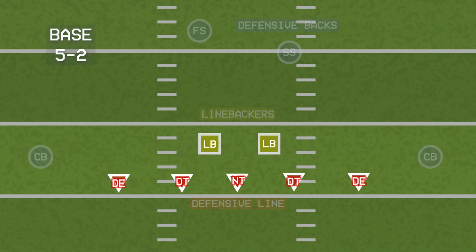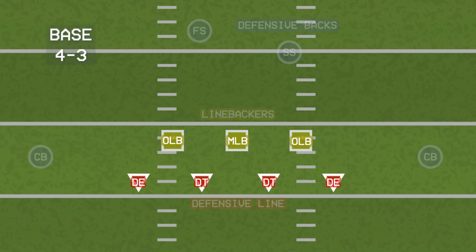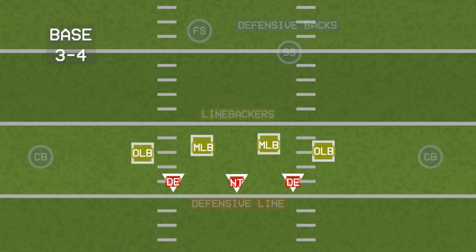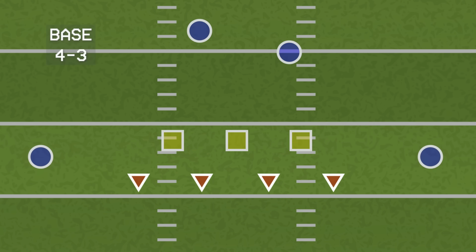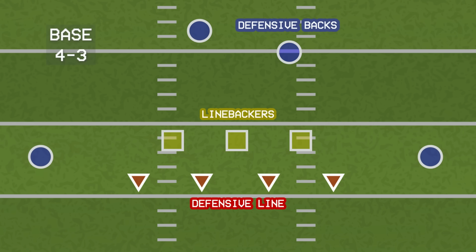For example, in a 5-2 defense, there are 5 linemen and 2 linebackers. In a 4-3 defense, there are 4 linemen and 3 linebackers. And then in a 3-4 defense, there are 3 linemen and 4 linebackers. For the purposes of keeping things consistent for this video, anytime I show a diagram, it will be of a 4-3 defense, or it will be assuming that the team has a 4-3 base defense. So one with 4 linemen, 3 linebackers, and 4 defensive backs.